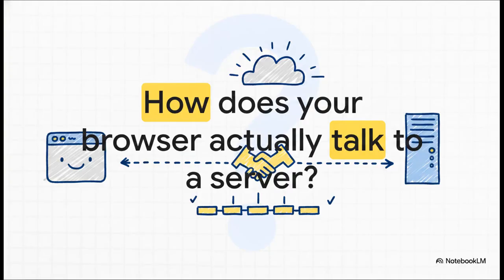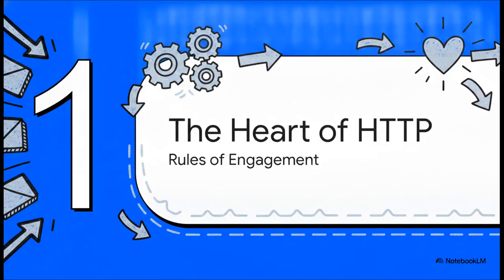So let's start with a really fundamental question. How does your browser actually talk to a server, right? Behind literally every click on a website, there's this strictly governed dialogue happening between a client and a server. Operating at the top application layer, this communication absolutely needs a reliable medium. So it typically relies on a TCP connection. It establishes a super reliable handshake to ensure absolutely zero messages are lost before a single piece of data is even exchanged. All right, part 1, the heart of HTTP, the rules of engagement.